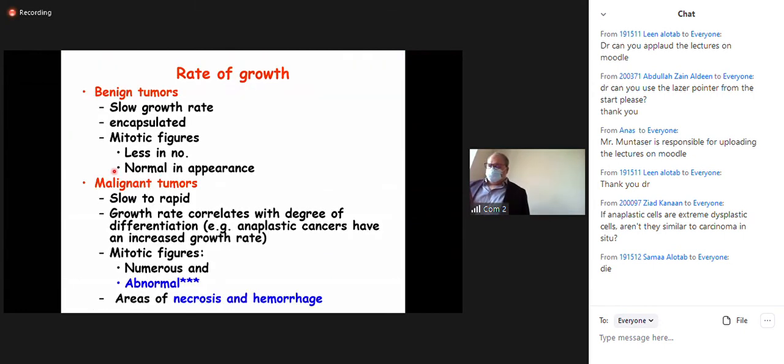All right, so rate of growth. In general, a benign tumor is a slow growing tumor. That's in general, 99% of the time. There are exceptions to the rule, and you will probably read about the exceptions, but it's only the exception. The rule is that a benign tumor is a tumor that is slowly growing, okay?